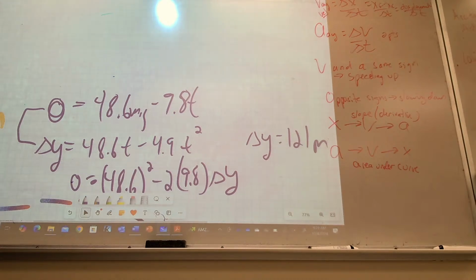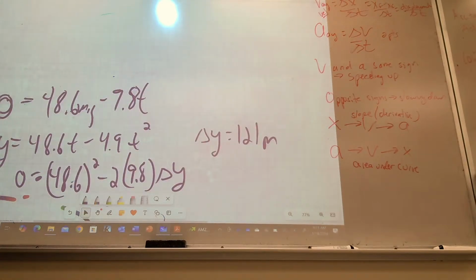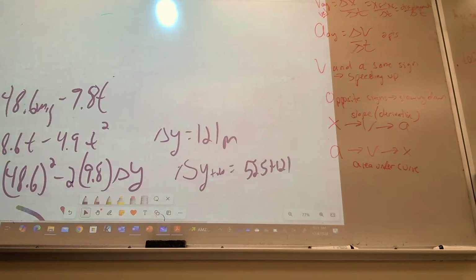Okay, now is that the answer to the question? Sketch something. What do we have to do to get the answer to the question? They asked you the distance up from the launch point. So you have to add 525 plus 121. Okay, to get the distance from the launch point. I've got 645. It's right around 646 I have. We're using 3 significant digits.